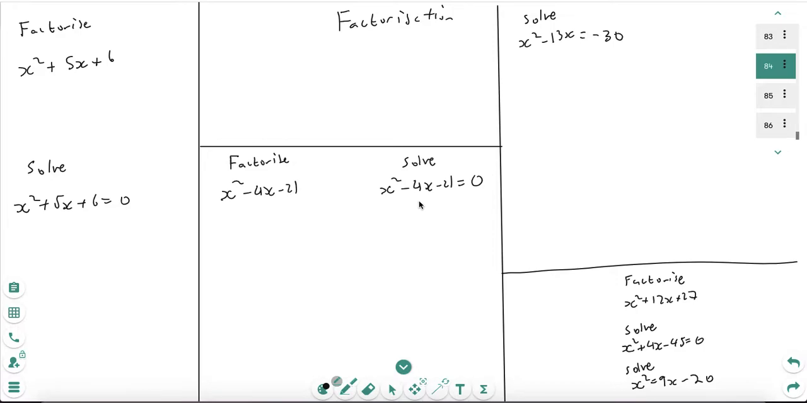This video is all about factorization. The word factorization means to put into brackets, okay? And there's actually many ways to factorize. The first way is common factor, all right?